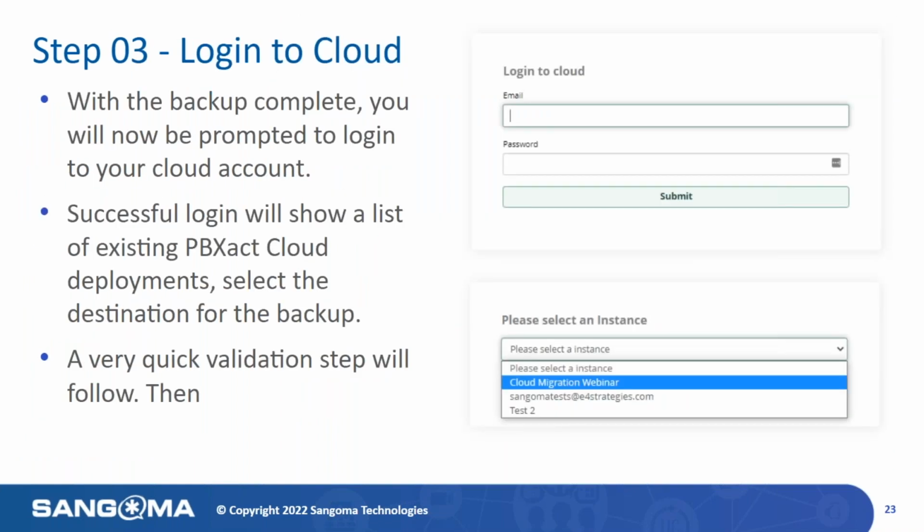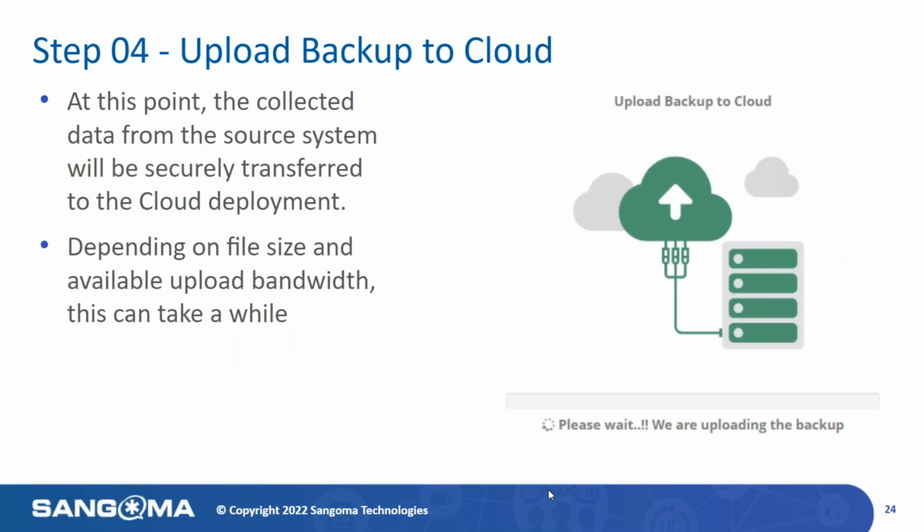Clicking next leads us to step 3, log into cloud. You will log in at this point using the same credentials you used to create the deployment previously. And once you successfully log in, you will see a drop-down menu that allows you to choose the specific deployment you've created. Clicking next will perform a quick validation step, and then you go to the upload step.